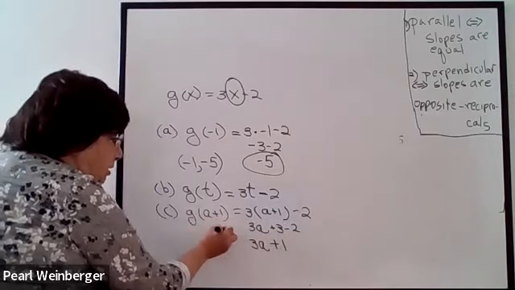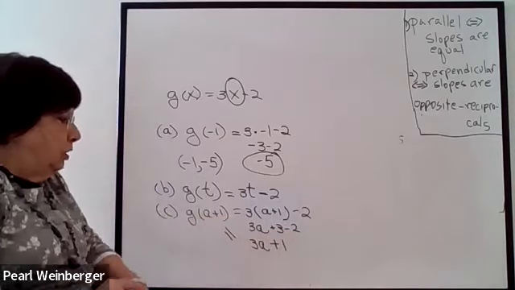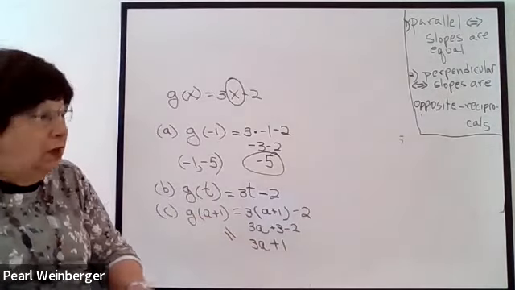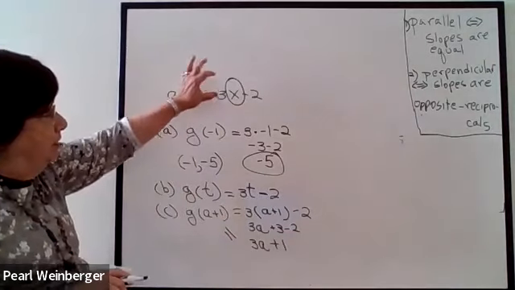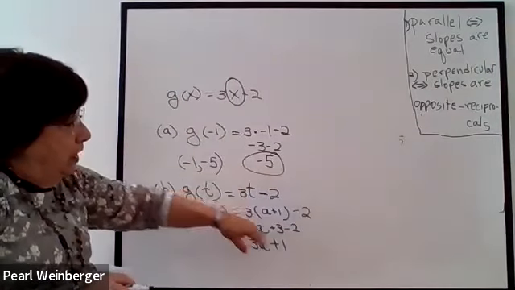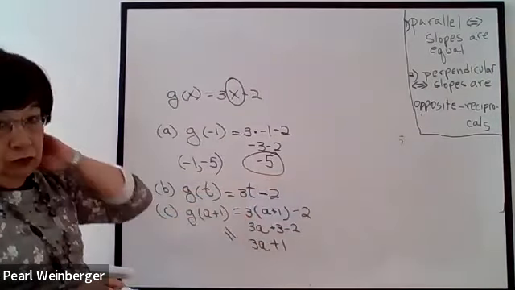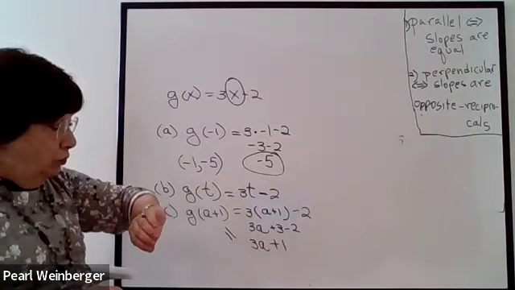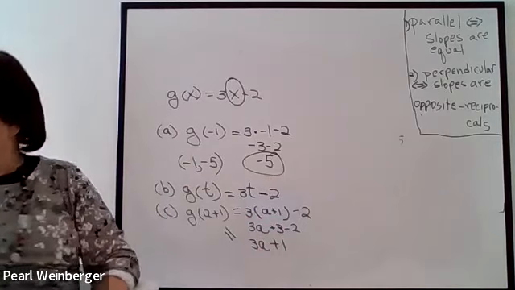So g of a plus 1 worked out to be 3a plus 1, because when I put in place of my x, a plus 1, and simplify, that's what I got. So this is how to use functional notation.